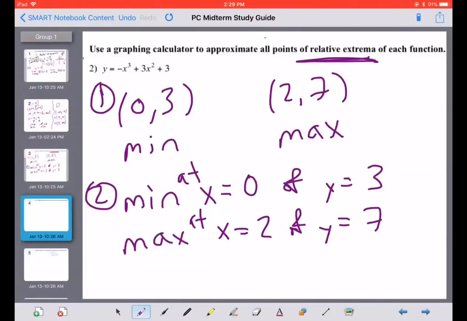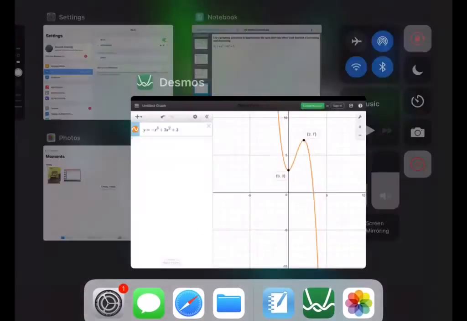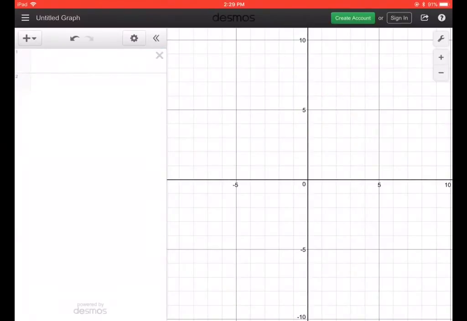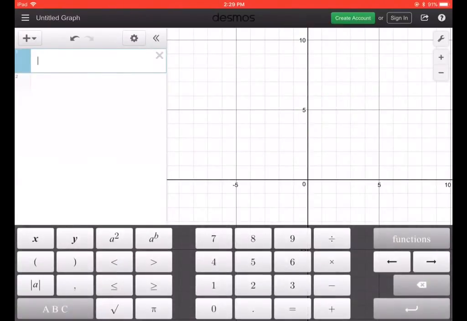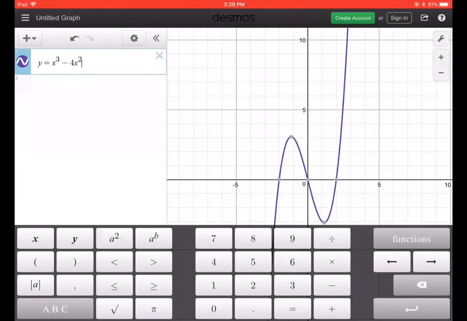Once we move on to number 3, we're using our graphing calculator to approximate the open intervals where each function is increasing or decreasing. Again, we're just using our graphing calculator. We don't quite have the math yet that will come in calculus for doing this. So let's go back to our graphing calculator and let's plug it in. So we have y equals x to the power of 3 minus 4x squared plus 3.